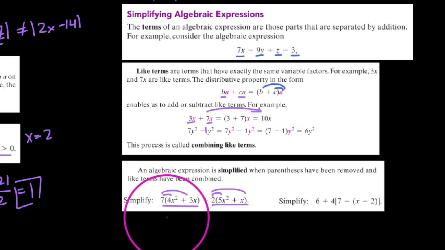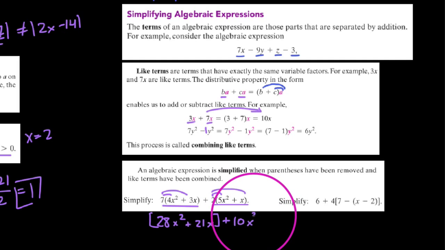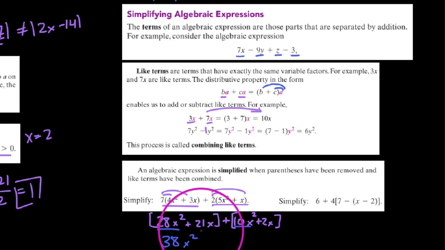But we say 7 times 4x² is going to be 28x². And 7 times 3x is going to be 21x. Now I'm taking all of that, plus 2 times 5x² is 10x², and 2 times x here is positive 2x. And so when we add these together, combining like terms, I notice that the x² terms can go together, and I say, well, 28 plus 10 more of these x² gives me 38x², and 21x to the first plus 2 more x to the first is going to give us 23x to the first.